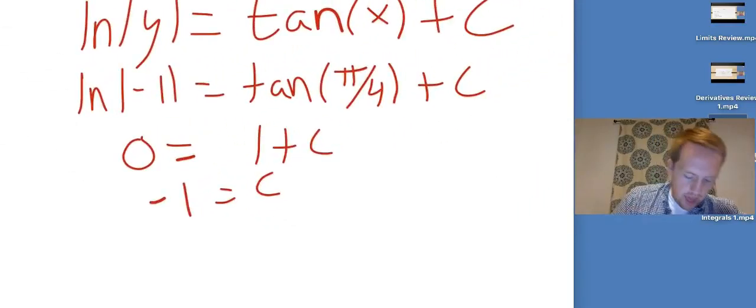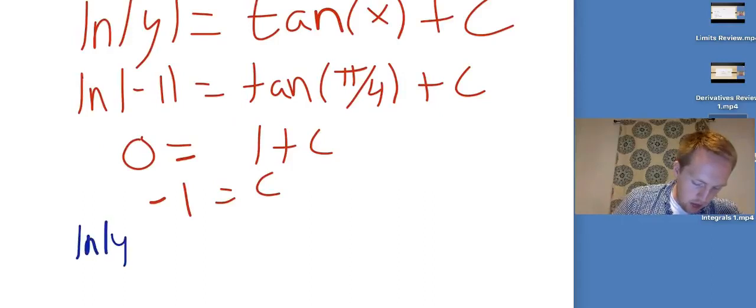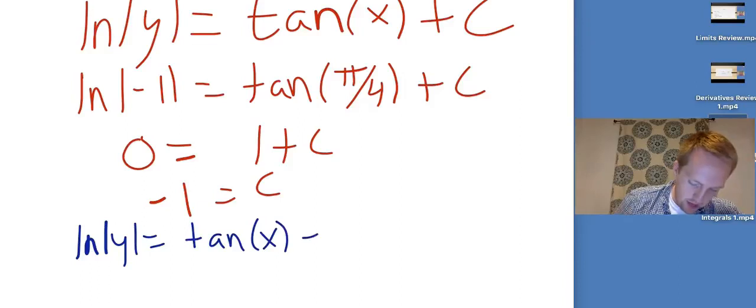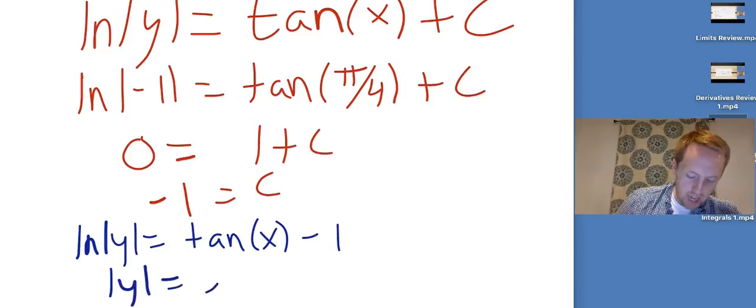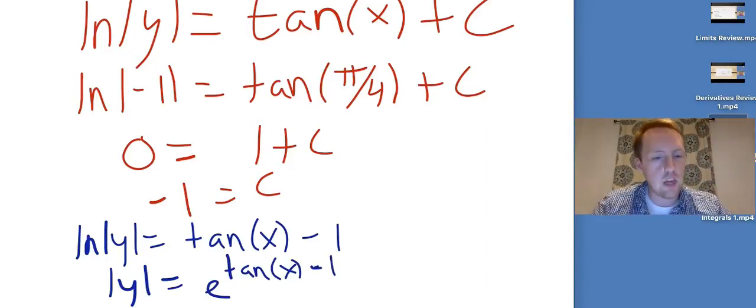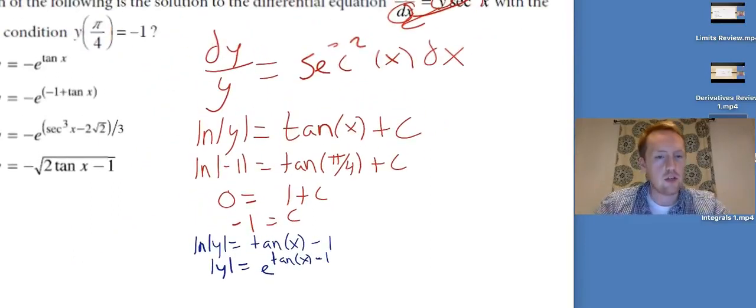So now I've got ln, absolute value of y, equals tangent of x minus 1. Now to get rid of ln, I'm going to have absolute value of y equals e to the tangent of x minus 1. Now this is the part that gets tricky. I need to get rid of these absolute value bars, but I'm not sure how.